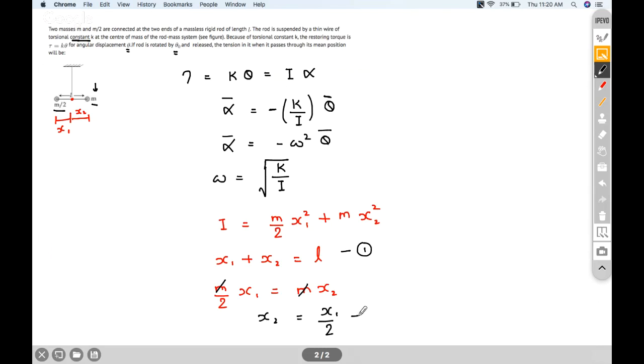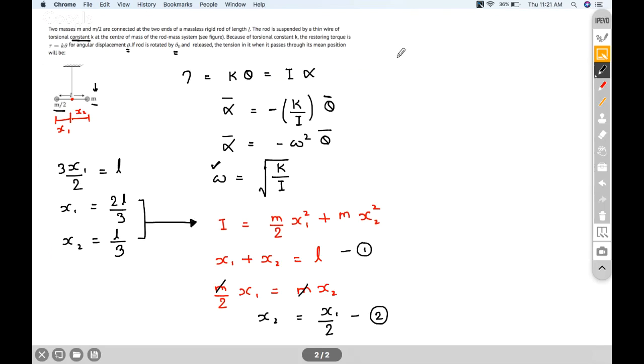So we have equation 1 and equation 2 now. We can substitute the value of x2 in equation 1. We will get 3 times x1 by 2 equal to L. So x1 comes out to be 2L by 3, and x2 comes out to be L by 3. Now I can substitute these values to get the moment of inertia. So now I am aware of the value of omega, the angular frequency.